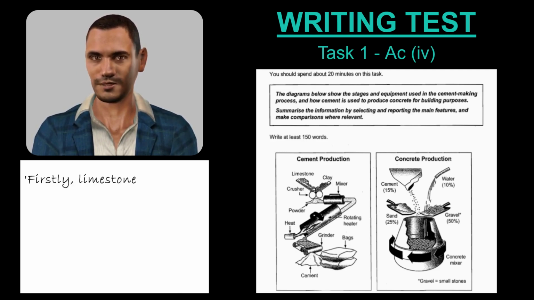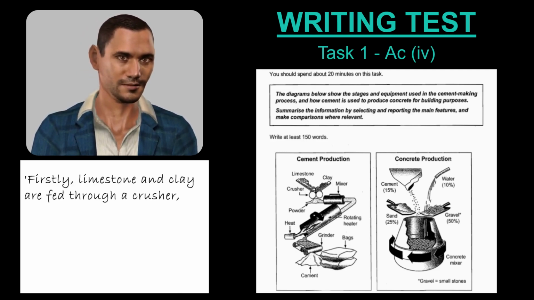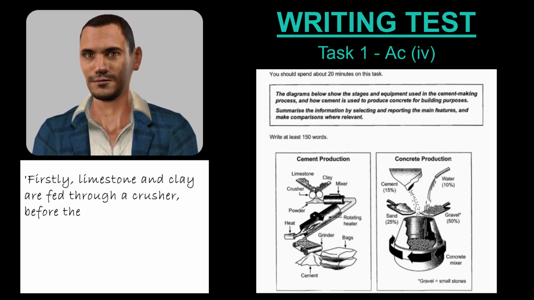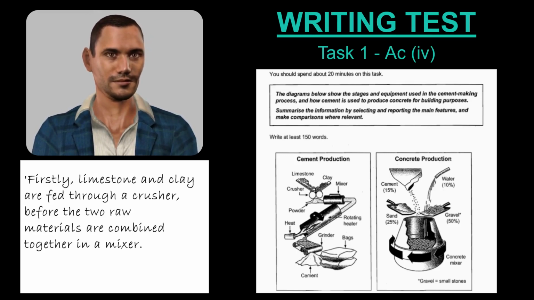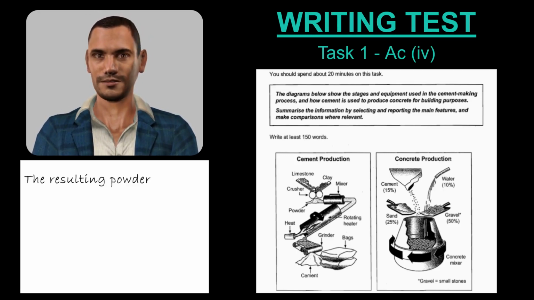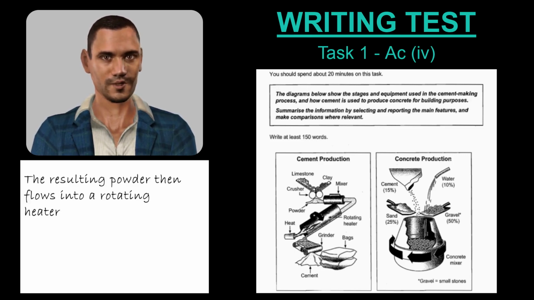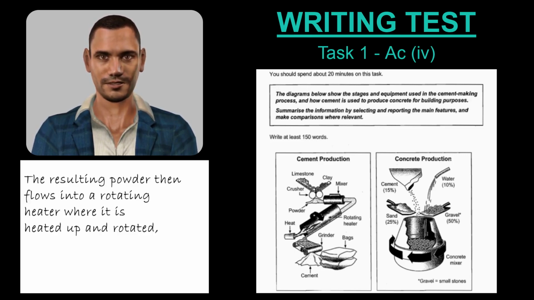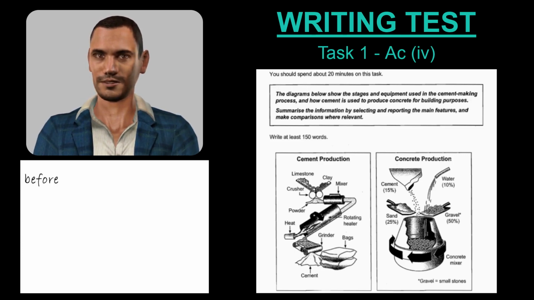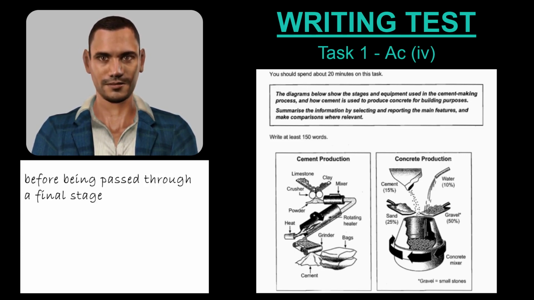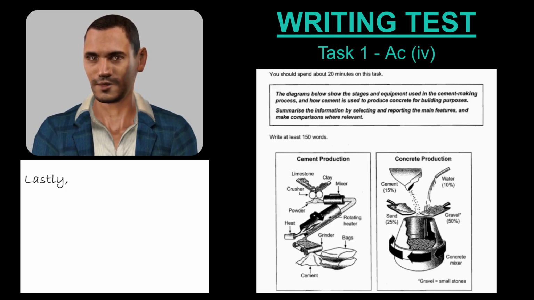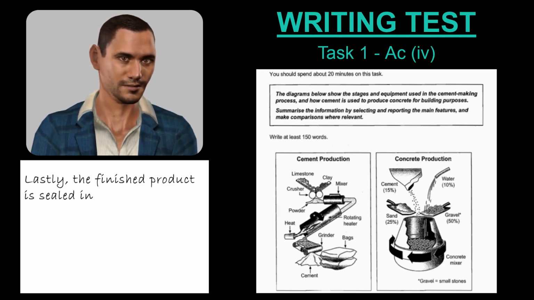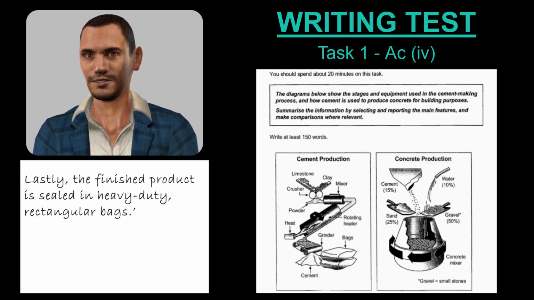Firstly, limestone and clay are fed through a crusher before the two raw materials are combined together in a mixer. The resulting powder then flows into a rotating heater, where it is heated up and rotated before being passed through a final stage, where it is ground into fine cement powder. Lastly, the finished product is sealed in heavy-duty, rectangular bags.